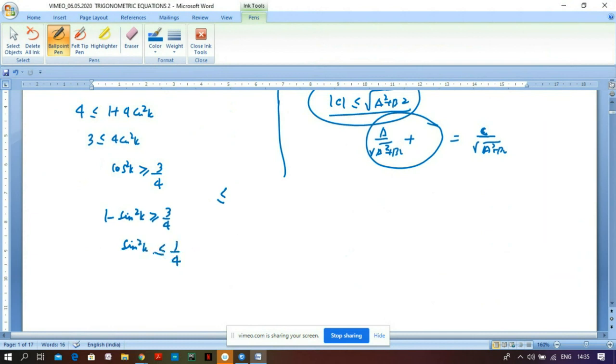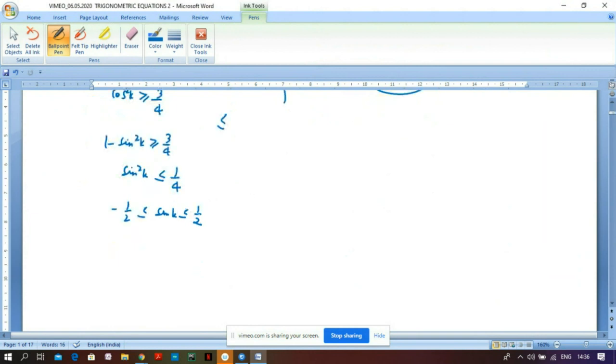Now that's nice because we will get here that minus 1 over 2 less than or equal to sine of k less than or equal to 1 over 2. And we know that when this is the case, this half corresponds to pi by 6. So we know that n pi minus pi over 6 is less than or equal to k, which is less than or equal to n pi plus pi over 6. And so this is your solution for all k, and n element of Z, that is n is 0, plus minus 1, plus minus 2, and all those numbers. This is an advantage in using sine square k. We can write the result in symmetrical form. Cos would have invited more work.